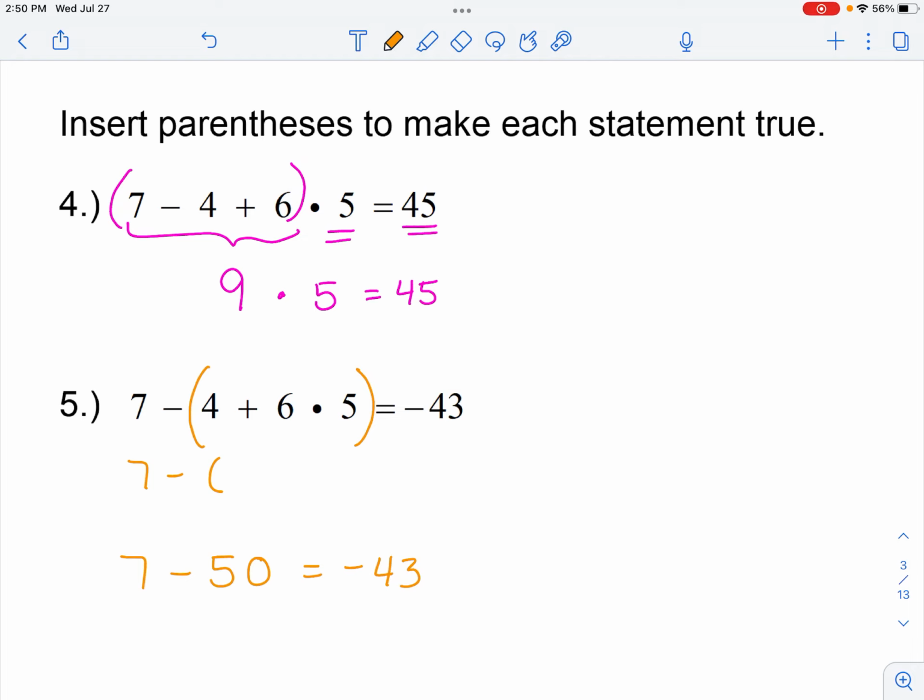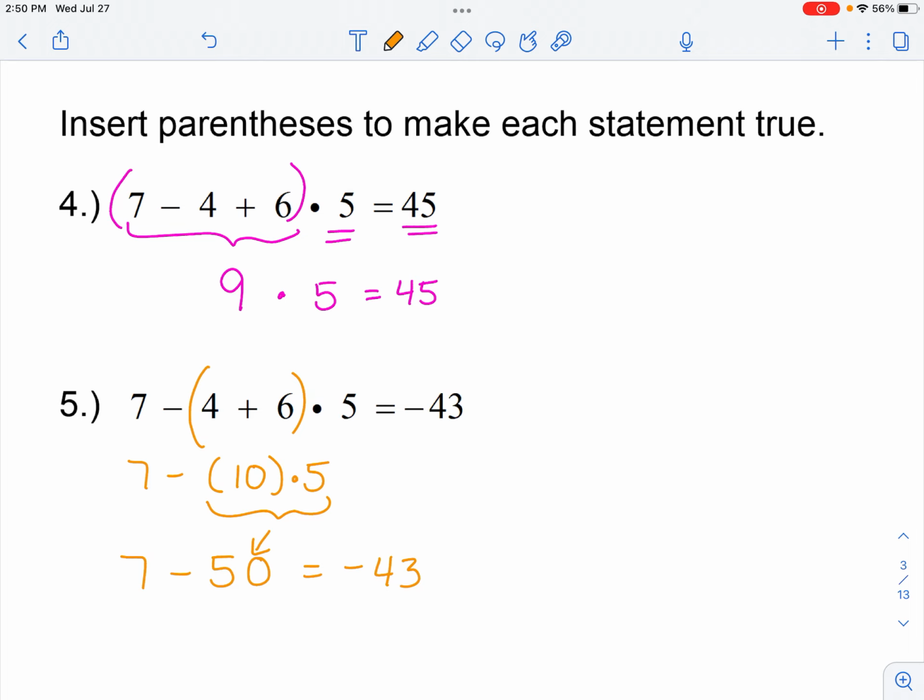So I got to move this parenthesis. Let's try putting it here instead. Now the 4 plus 6 is a 10, and then I've got times 5. 10 times 5 does in fact give me the 50 that I need. So I need the parentheses around the 4 plus 6 to get that 10, to get the 10 times 5 to get 7 minus 50. And that's how I get to negative 43.